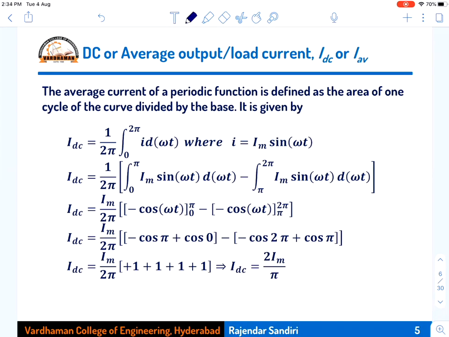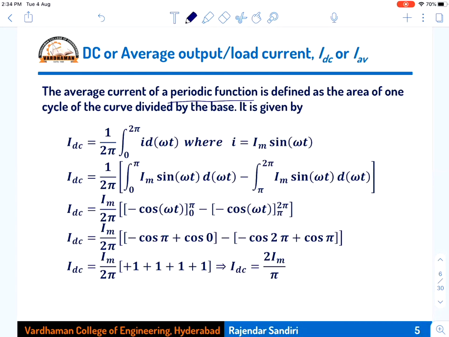Average current of a periodic function. A periodic function is nothing but one where the shape of the signal will be the same for every period. Period is nothing but one cycle. So from 0 to 2 pi, whatever the shape is, the same shape will be repeated from 2 pi to 4 pi, and so on. So for one cycle, whatever the shape is, the same shape will be repeated for the second period, third period, and so on. Therefore we call that a periodic function.